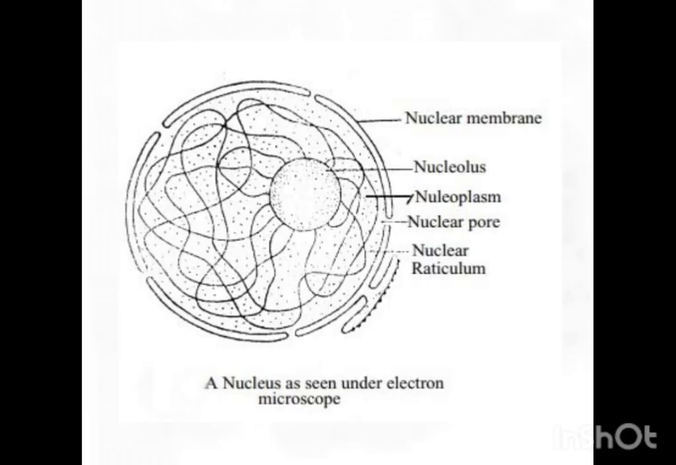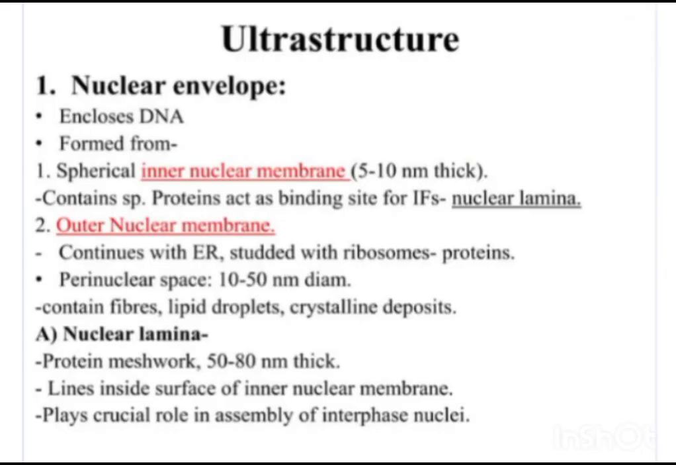Now we can see the diagrammatic representation of a nucleus, or the structure of a nucleus. Ultrastructure. Nuclear envelope encloses DNA, formed from spherical inner nuclear membrane, contains special proteins, acts as binding site for IFs, nuclear lamina. Outer nuclear membrane continues with ER, studded with ribosomes, proteins. Perinuclear space is 10 to 50 nanometer in diameter, contains fibers, lipid droplets, crystalline deposits.